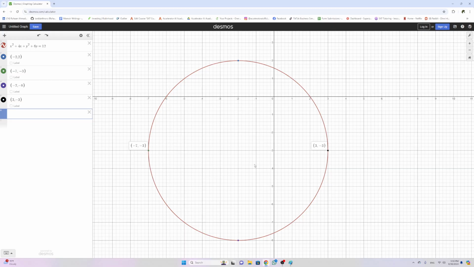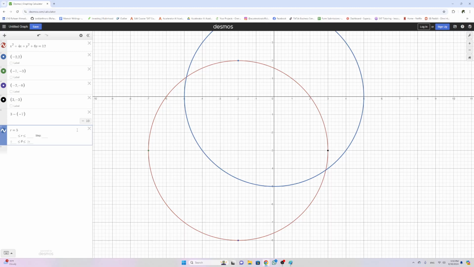So I just want to know what the distance is. Because these both have the same y value, we can find the distance by just subtracting the x values from each other. So in this case, we have 3 minus -7, which is 10. So that's our diameter. So our radius is half of that, which is 5. So we'll say r equals 5. And that generates a graph, so let's just turn that off.